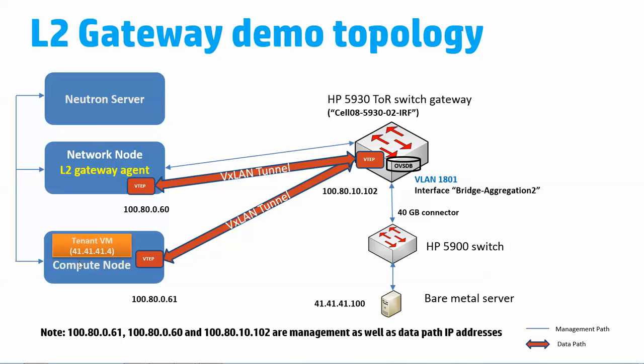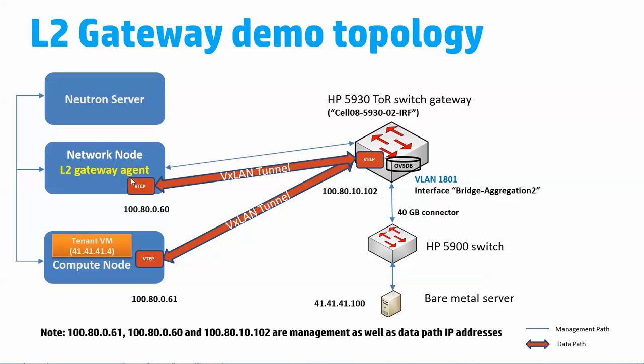We have the compute node on which we have the tenant VM with the IP 41.41.41.4, and we have the HP 5930 top of rack switch as the hardware L2 gateway, which is connected to the HP 5900 switch via a 40 gig connector. This interface of the 5930 top of rack switch is named Bridge-Aggregation 2, and it participates in VLAN ID 1801. And the bare metal server with IP 41.41.41.100 is connected to the HP 5900 switch.